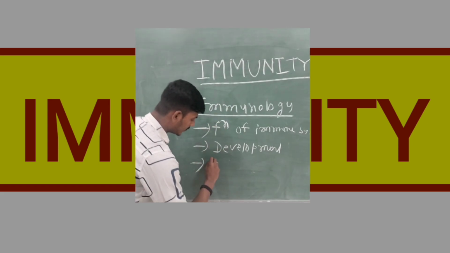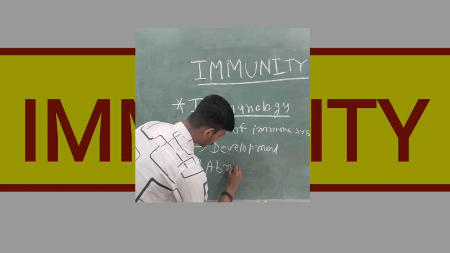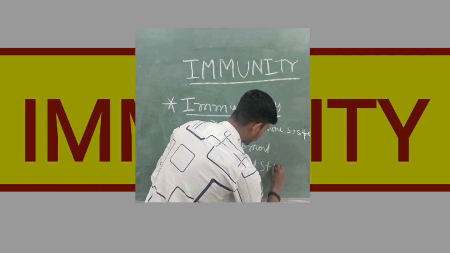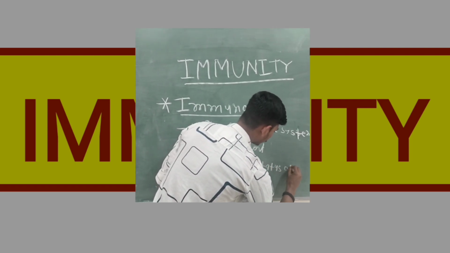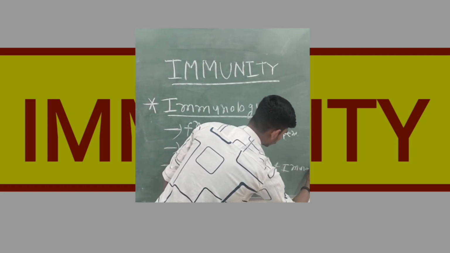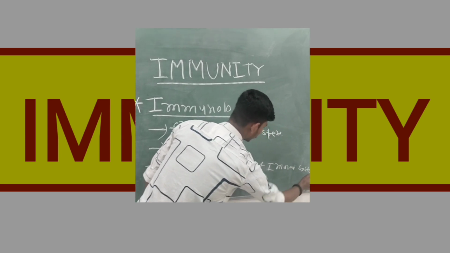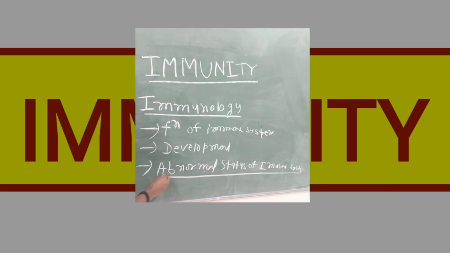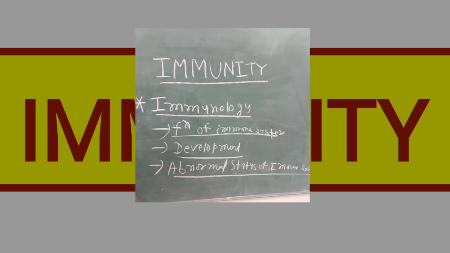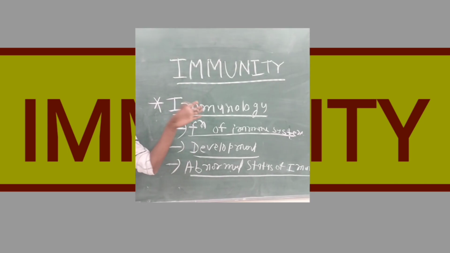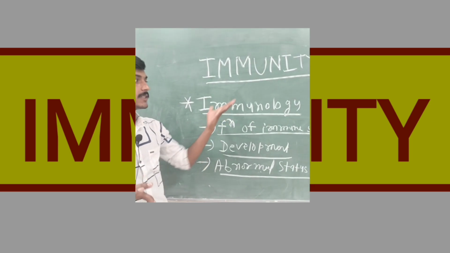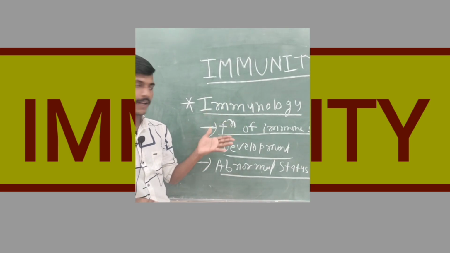So we can say the abnormal status of the immune system, the function of the immune system, and development. Clear? Those are the three aspects we will deal with under the branch of immunology. It's a broad branch.